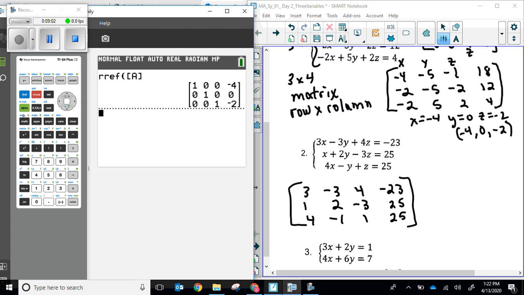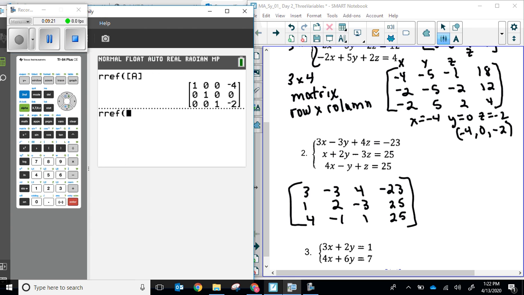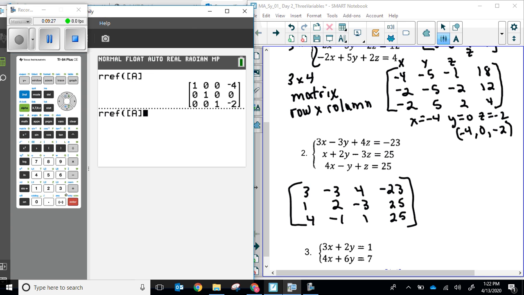So we can go second matrix, go over to math, arrow down or up to B, or you can press alpha B, I believe. And we need to get matrix A. So second matrix, A, enter.